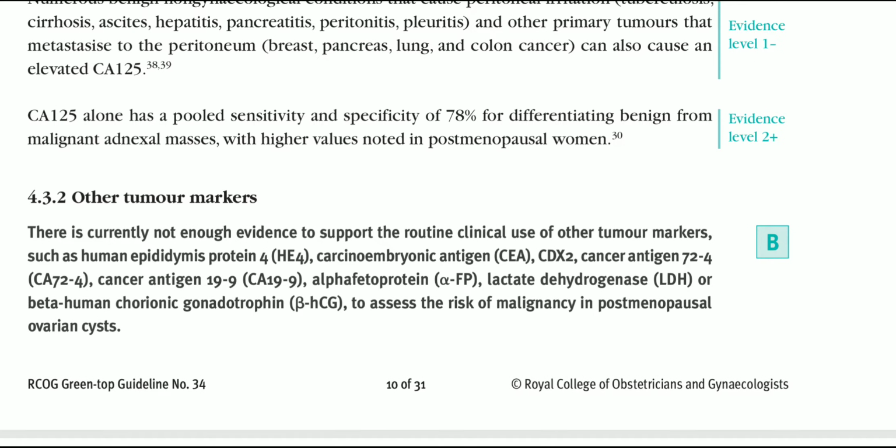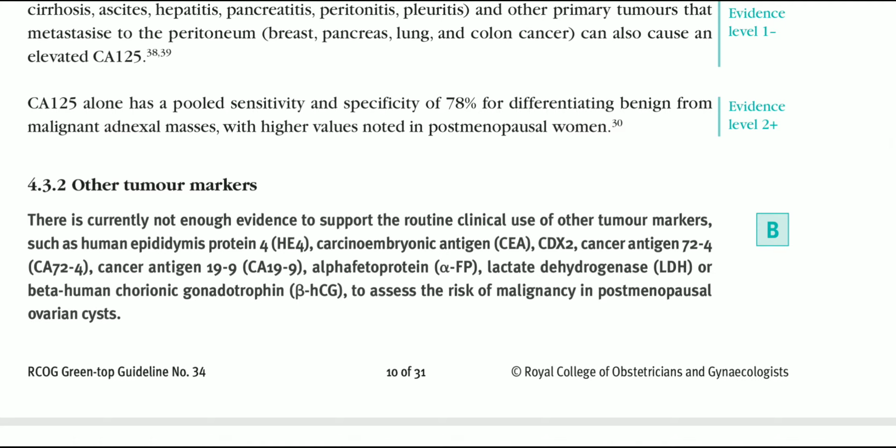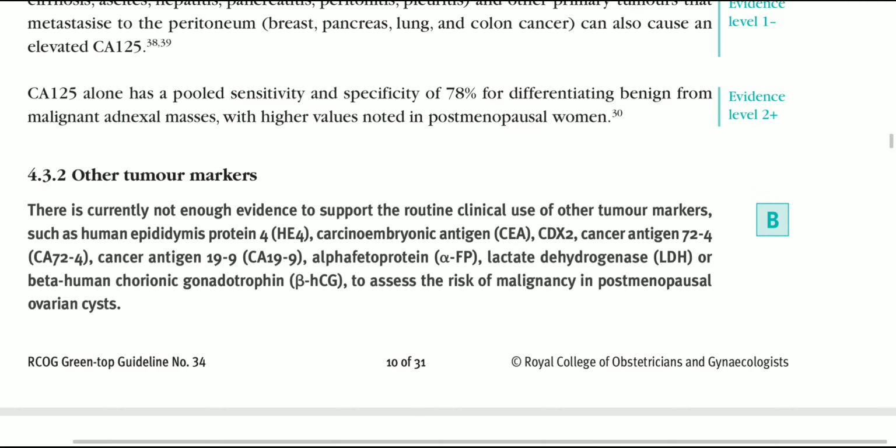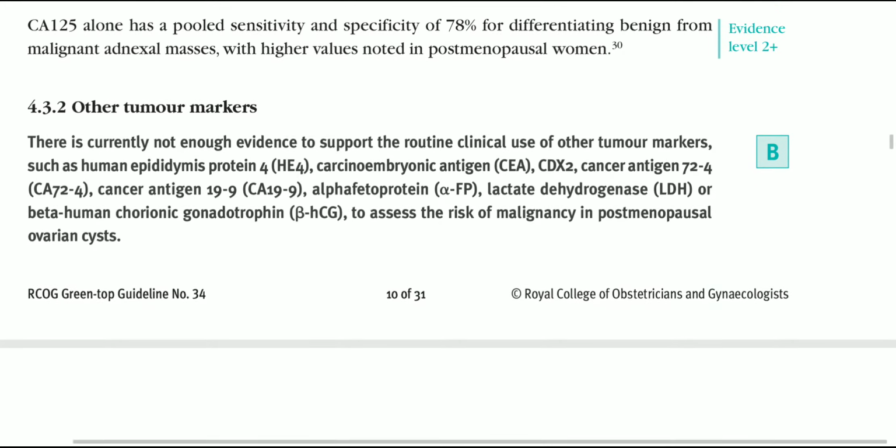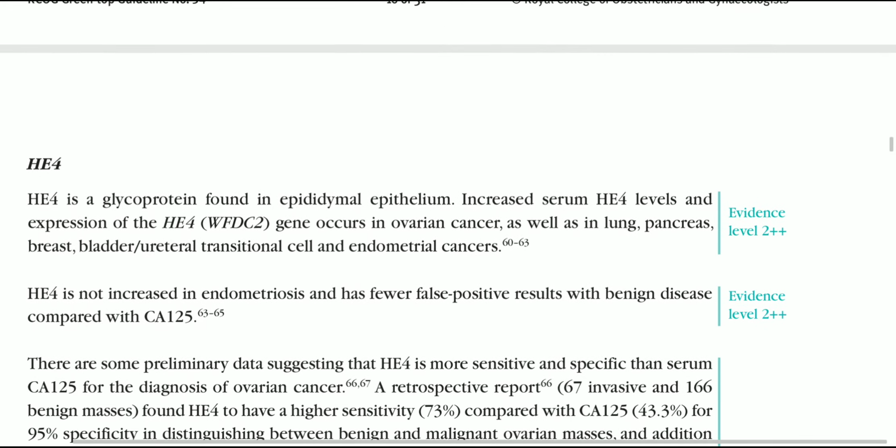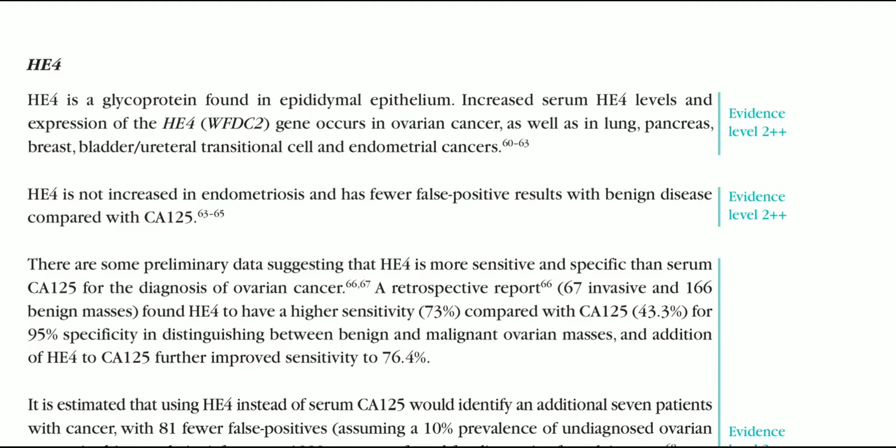Okay, now what are the other tumor markers? Apart from the CA-125, we may have other tumor markers which need to be considered, and those include HE4, human epididymal protein, carcinoembryonic antigen, and CDX2, and cancer antigens 72 and 4, cancer antigen 99, alpha fetoprotein, and LDH and beta HCG. These are also important tumor markers, but currently there is not enough evidence to support the routine clinical use of other tumor markers in detecting ovarian malignancy in postmenopausal women. Now, it's very important to study the role of HE4.